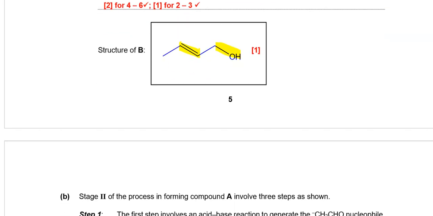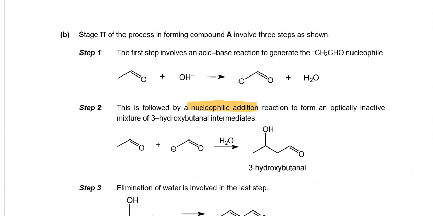We move on to 2B, which is the application question. So 2B basically is a continuation of the reaction. You are given 3 steps. In step 1, it's an acid-base reaction. The OH minus basically acts as a base. The H here is removed as H plus by the OH minus to form water. So this CH bond is broken.